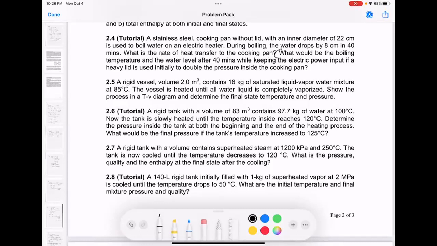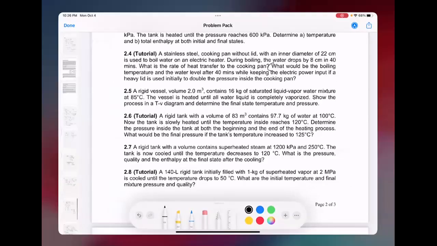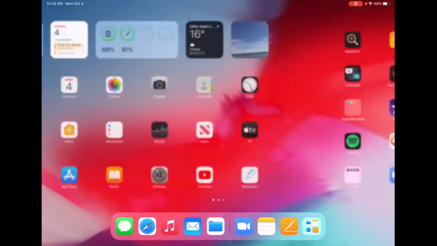So we already know kind of where we're looking in the water tables, okay? We're looking at the line for 0.2 megapascals. So what would the boiling temperature be? Well, it's as simple as we just look in the water tables. It'll explicitly tell us, right?